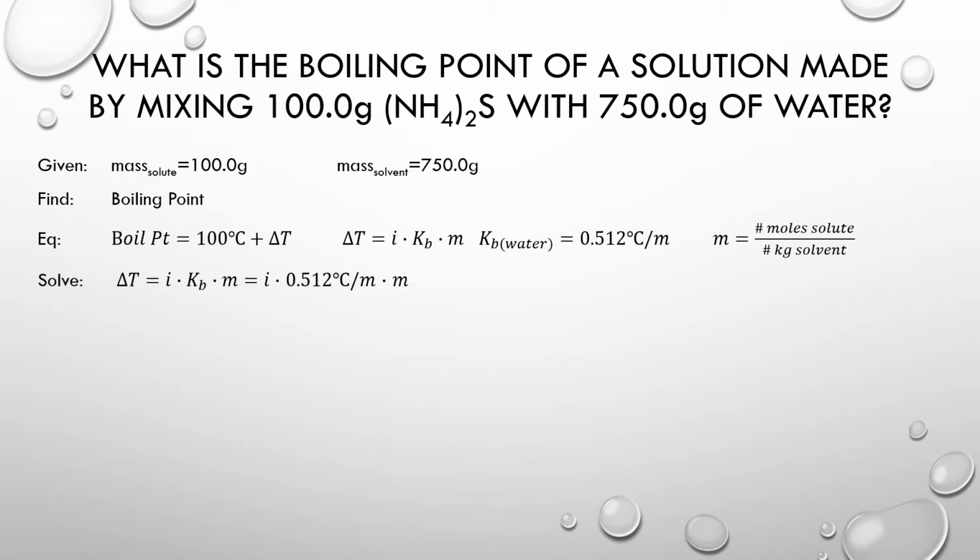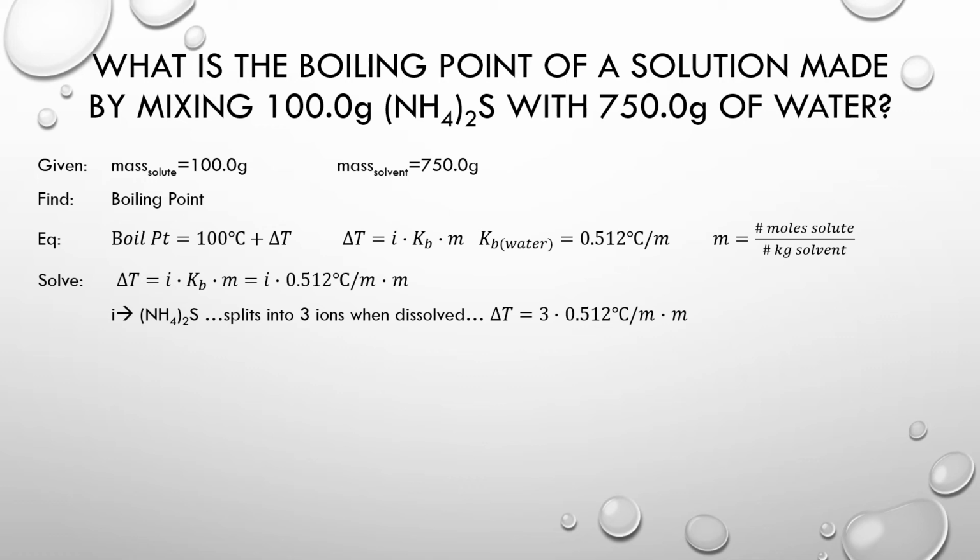Let's start working. Let's look at that delta T, and we already know K sub b, so I'm going to plug that in there. So now I know that delta T is i times the 0.512 degrees Celsius per molality times whatever our molality is. Now I want to figure out i. That's the easiest one. It's how many chunks does that solute split into when it dissolves. In this case, it'll be 3.